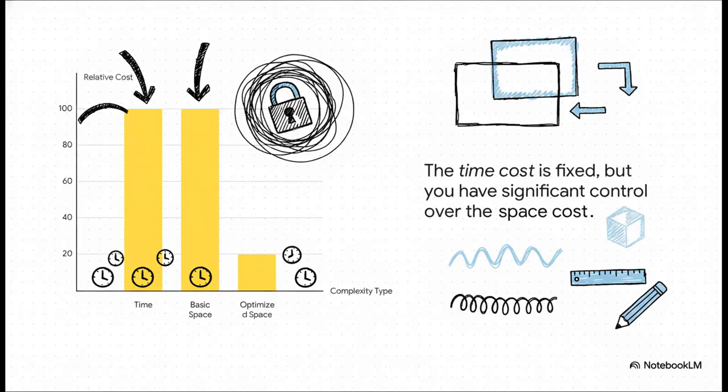This chart is the perfect summary for any engineer thinking about using this. The main takeaway is super clear. Your time cost is pretty much locked in at n times m. But you have a ton of control over your memory cost, and the right choice just depends on whether you need the sequence itself or only its length.